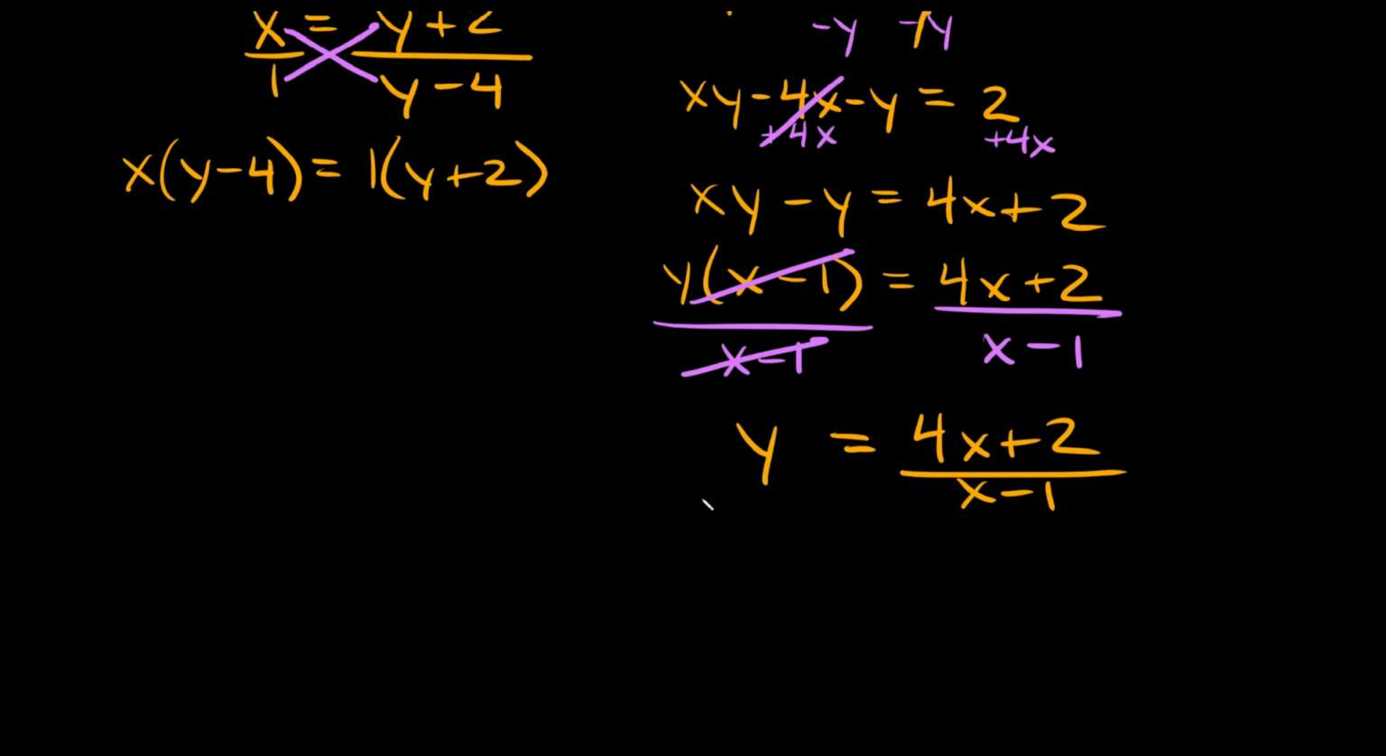All right, so we finally got y by itself. But the last thing we want to do is replace this y with the inverse notation. So we're going to say the inverse function is equal to 4x plus 2 over x minus 1. What a doozy.